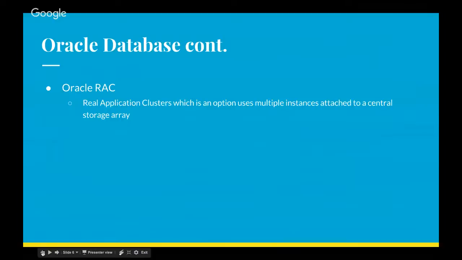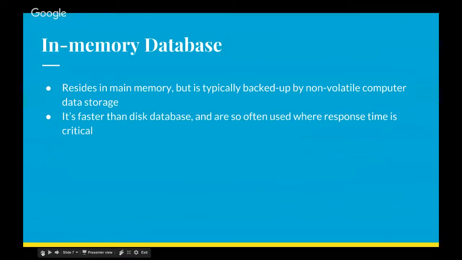Next, I'm going to be talking about different types of databases. The first one is the in-memory database. This database resides in main memory, but is typically backed by non-volatile computer data storage. In-memory is faster than disk databases and is so often used when response time is critical.